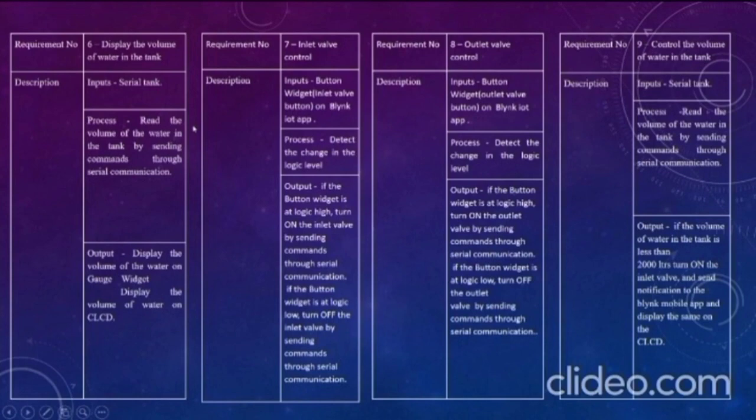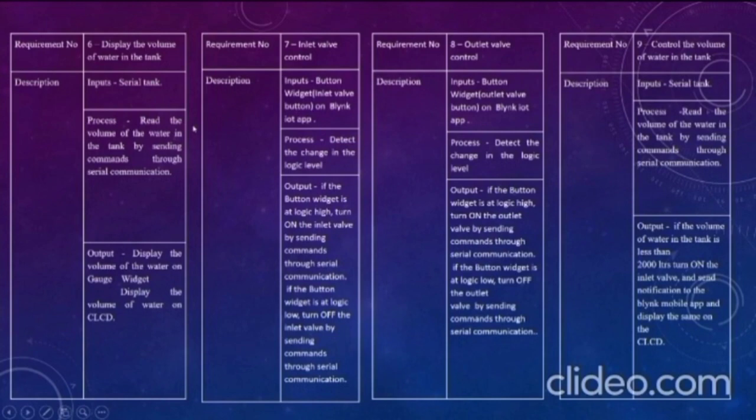Eighth one is outlet valve control. Button widget on the Blynk IoT app acts as an input and it detects the change in the logic level. And the output is if the button widget is at logic high, it turns on the outlet valve by sending commands through serial communication. If the button widget is at logic low, it turns off the outlet valve by sending commands through serial communication.